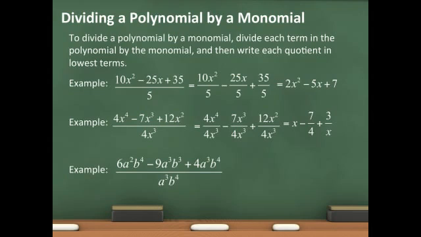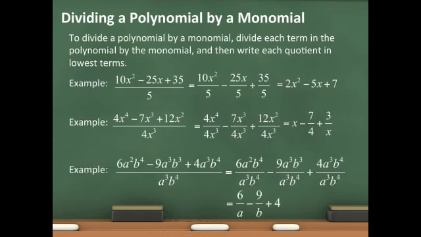In the last example, we have the polynomial 6a squared b to the fourth power minus 9a to the third power b to the third power plus 4a to the third power b to the fourth power divided by a to the third power b to the fourth power. Once again, we rewrite the problem as 3 fractions and divide. Our answer is 6 over a minus 9 over b plus 4.